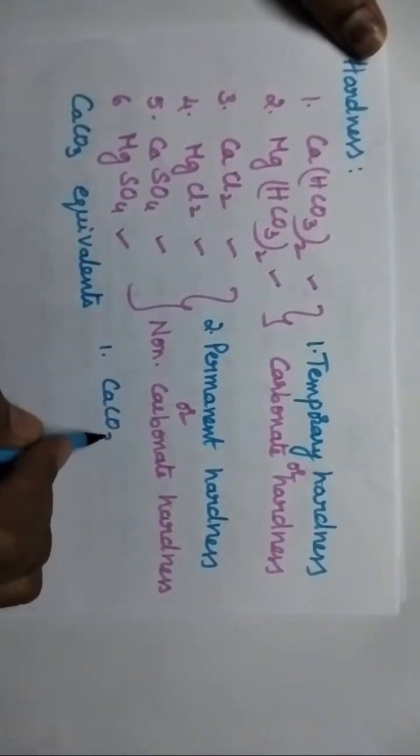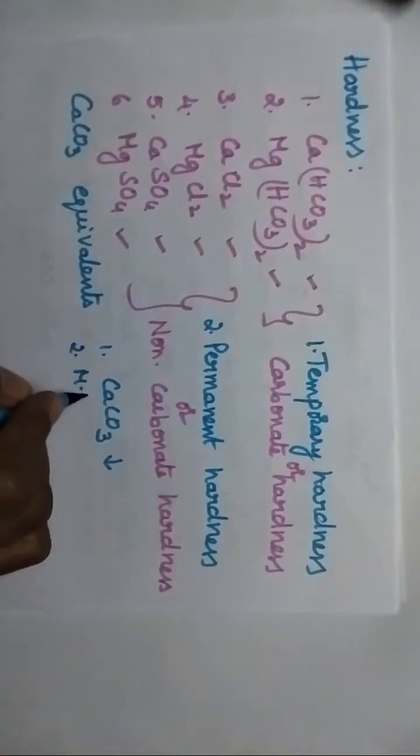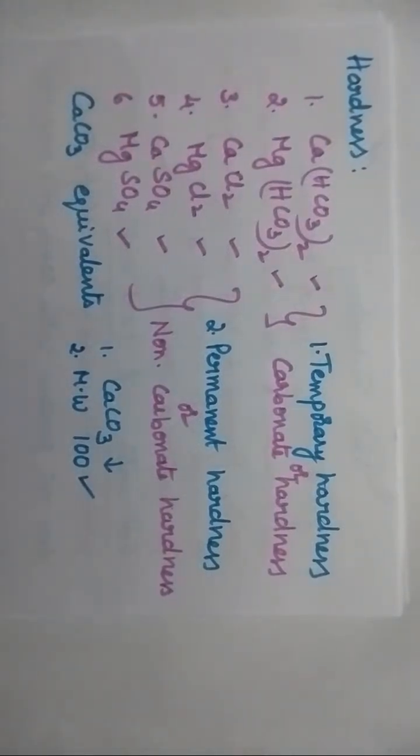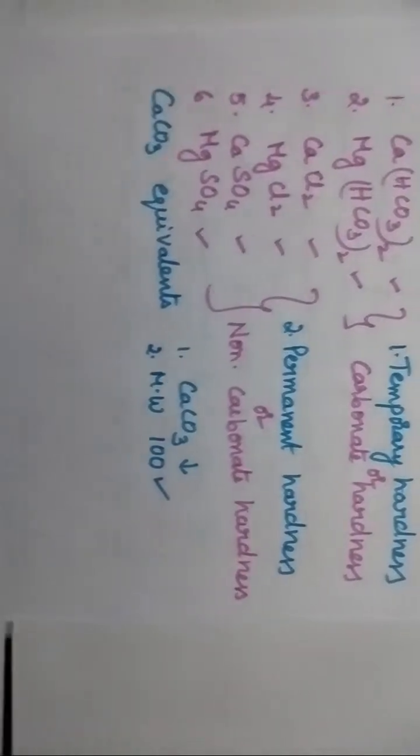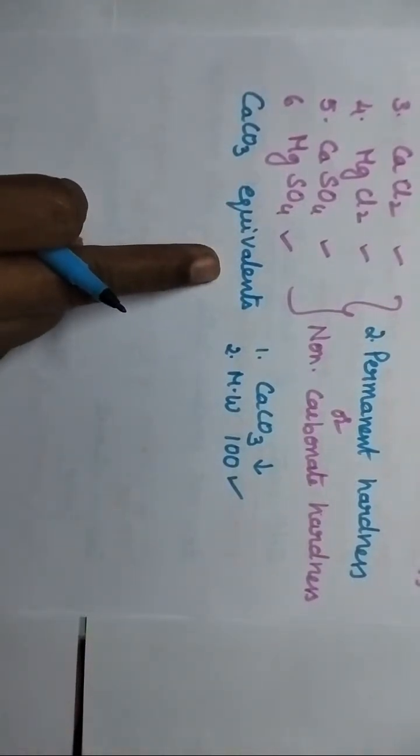Especially the hardness is expressed in terms of calcium carbonate equivalents, since it is the most insoluble salt that easily precipitates out from the water, and the molecular weight of calcium carbonate is 100, which makes calculations easier. So, the concentration of any salt can be expressed in terms of calcium carbonate equivalents.